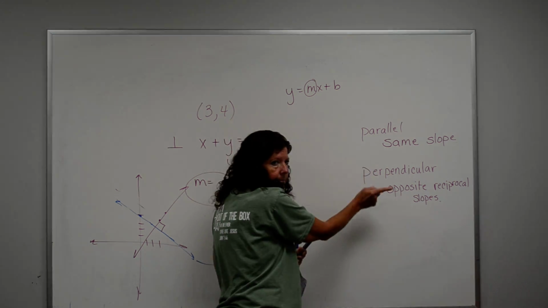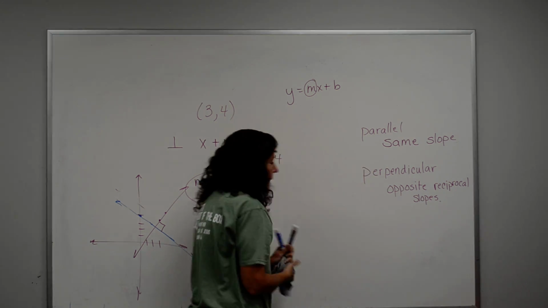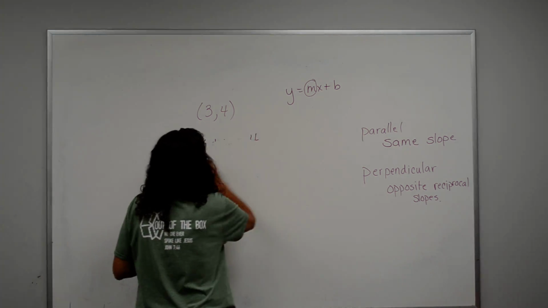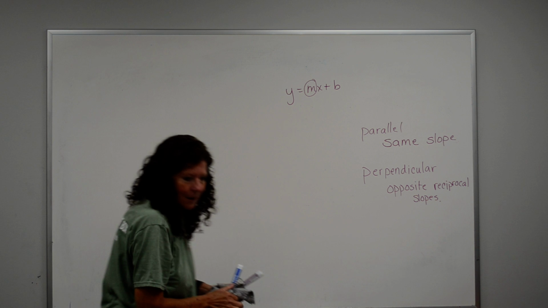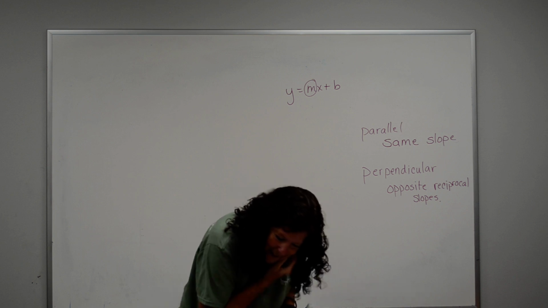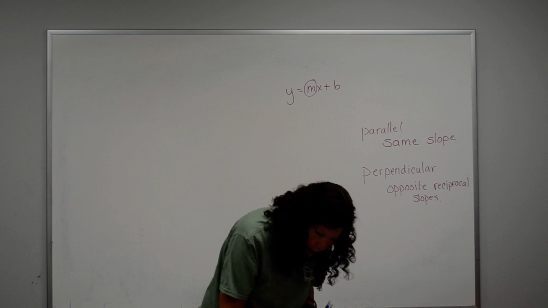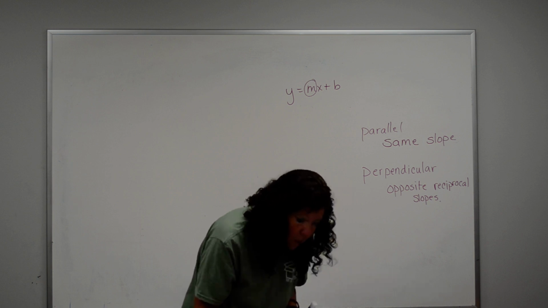Same slope for parallel, opposite reciprocal slopes for perpendicular. Okay, let's do another one. You look a little confused. I think I kind of understand. Okay. It's a lot. But again, you won't really know until you start doing your homework on it.